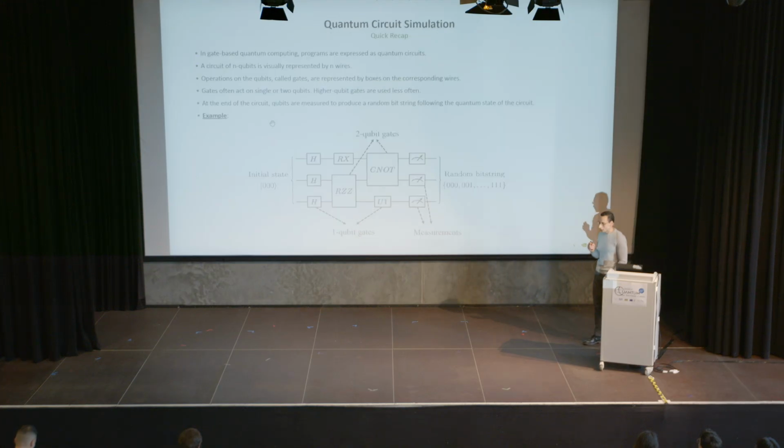So let's quickly review what we are trying to simulate with state vector simulations. What we are trying to simulate is the output of a quantum circuit. And as you already know, a quantum circuit is basically a bunch of quantum gates applied to a specified set of qubits. These gates usually act on single qubits or a pair of qubits. Higher qubit gates exist and are used, but less often. At the end of a circuit, we measure the qubits, and because of the measurement, the quantum state collapses, and we get a random bit string.